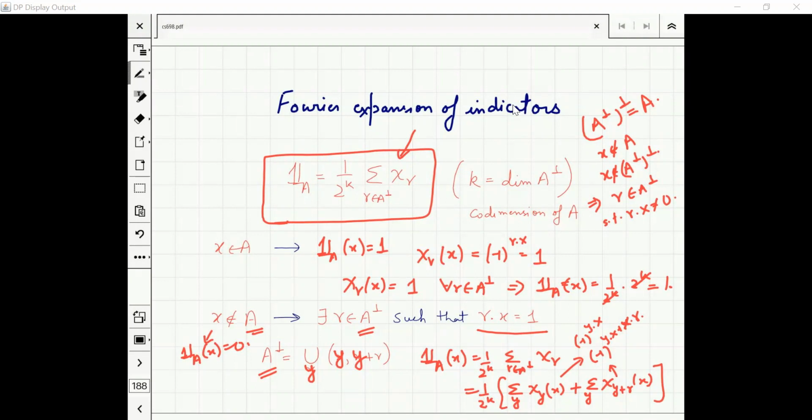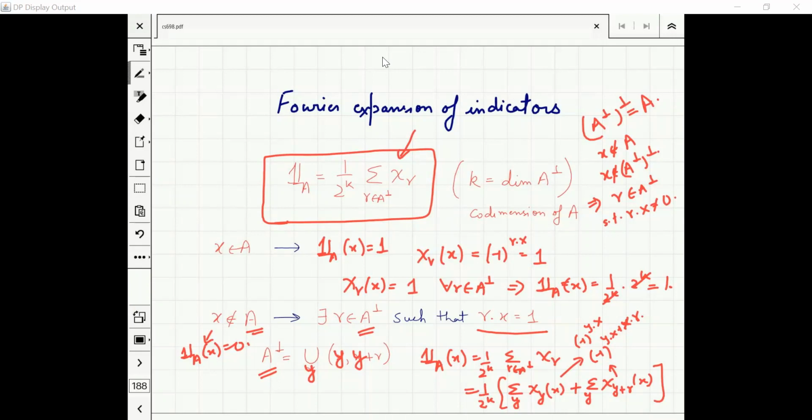Did it go too soon? Did it go fast? How many people are fine with Fourier expansion? Raise your hand if you are fine with Fourier expansion of indicator subspace. So could you explain again this union part once?